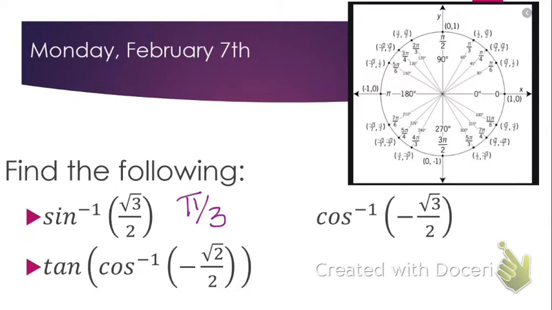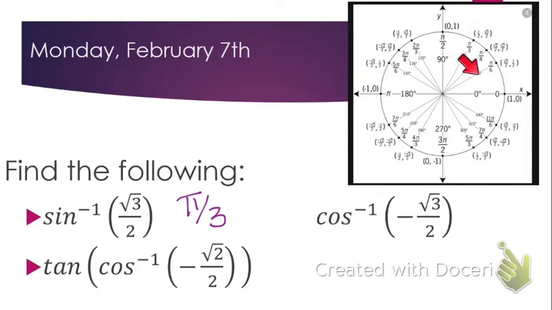It's important to know your domain restriction because if you look at the entire unit circle, there's 2 angles that have that value. But I'm only looking for within my restriction for sine, which is 1 and 4.